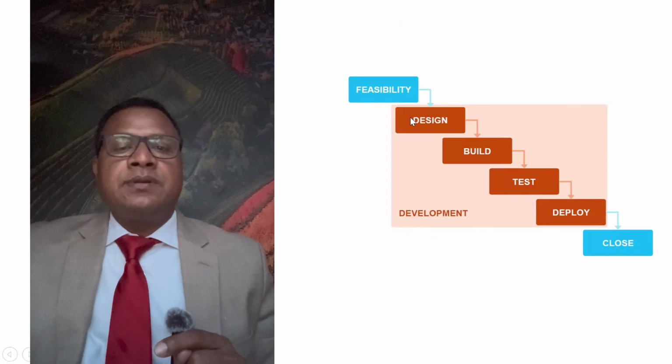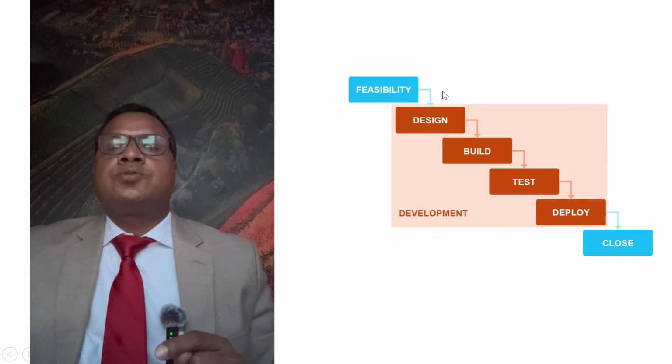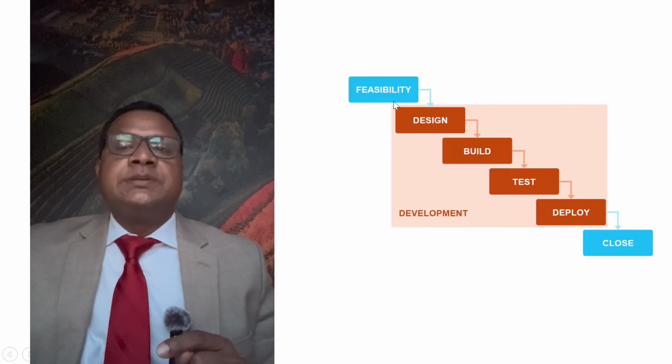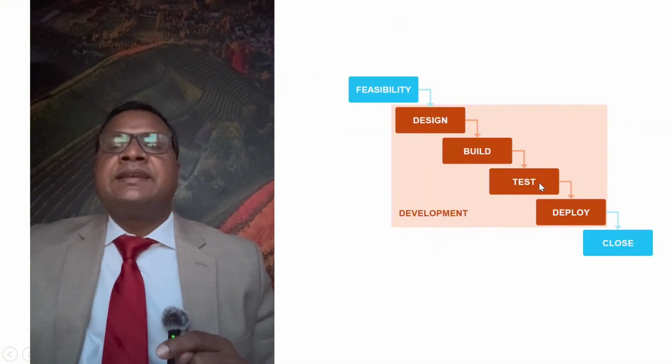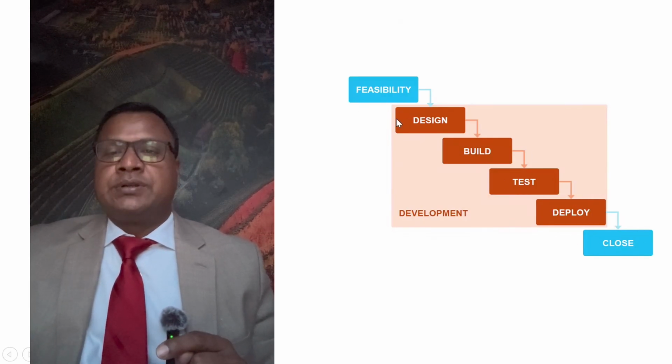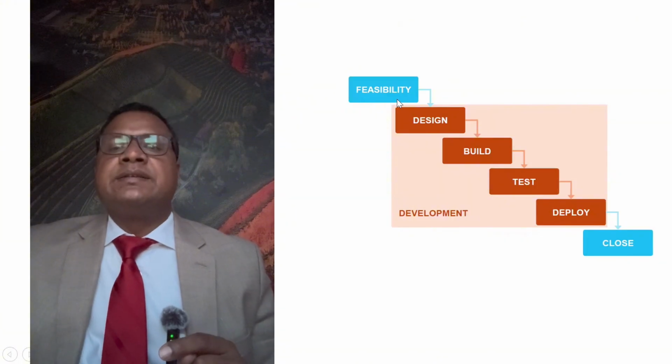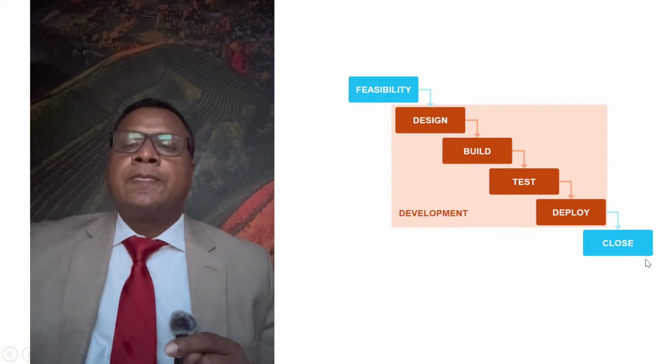So in the predictive system, first we do the feasibility study, then we design a project or product, then we build it, then we test it, and then deploy and we close the project. This is the normal traditional predictive approach project: feasibility, design, build, test, deploy, and close.